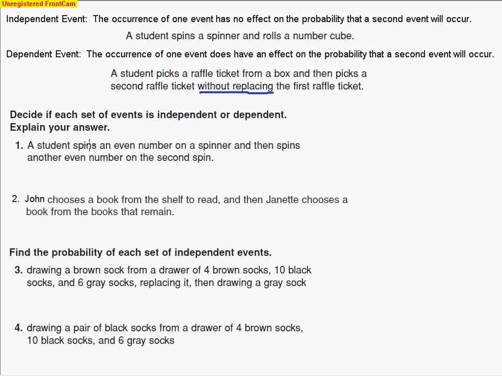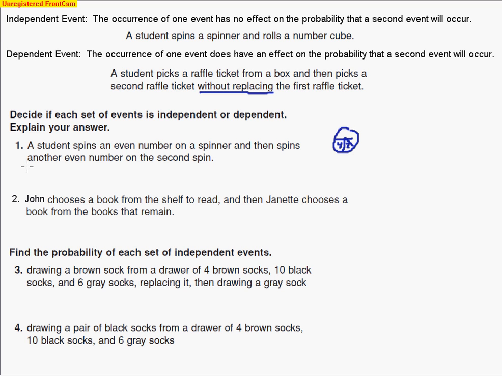A student spins an even number on a spinner and then spins another even number on the second spin. So if you've got a spinner, and they have a little rod here that is spun, and it goes around, and let's say it lands on some even number. Let's say it lands on 4, this piece of the pie here. Well, if I spin it again, does it landing on 4 affect the next spin? Well, let's say it landed on 2.